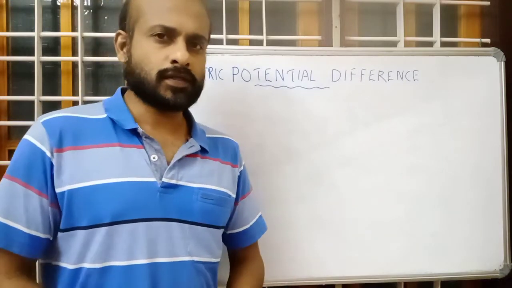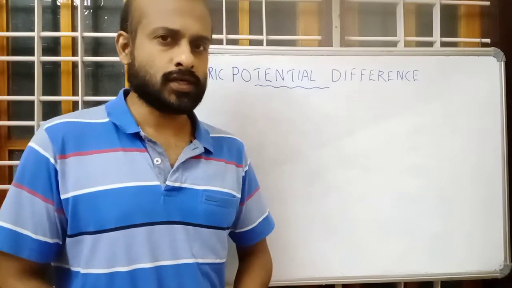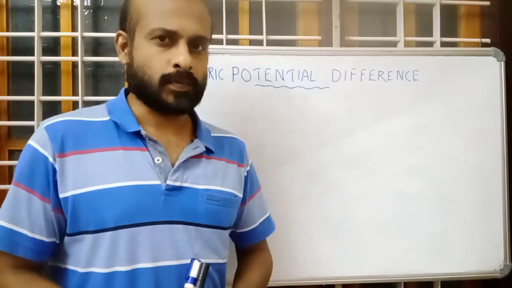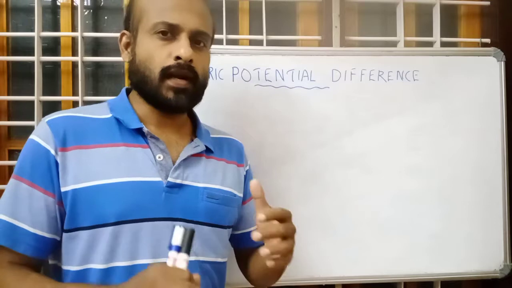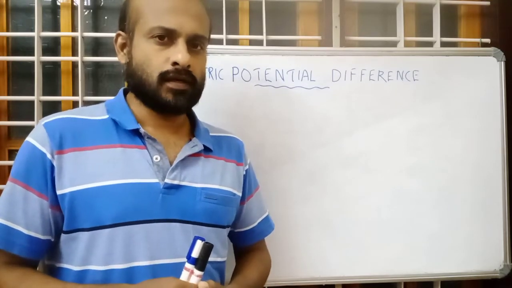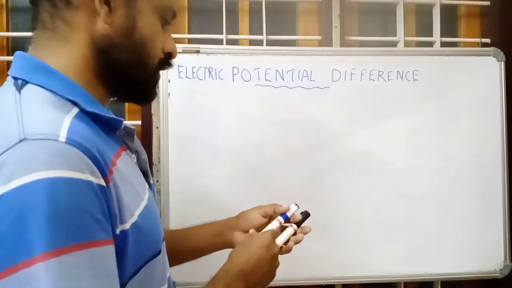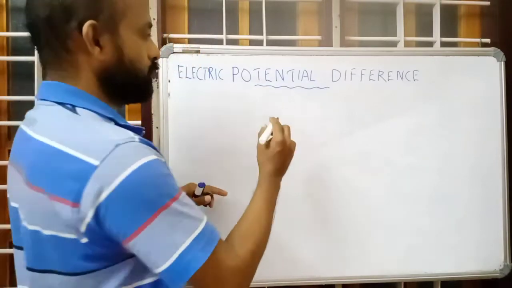In the first chapter we have seen what is a uniform electric field. Electric field is a region surrounding a charge where its force can be experienced. Now in an electric field there is a potential and potential difference. To understand the concept of potential, we'll consider a uniform electric field.